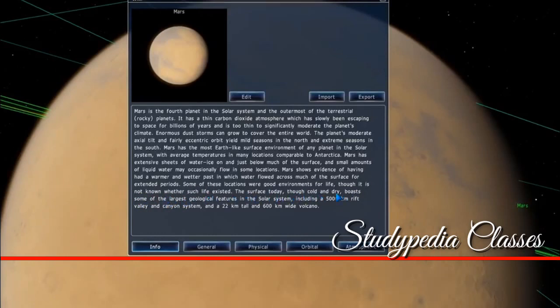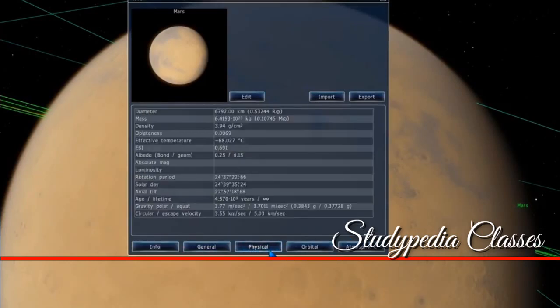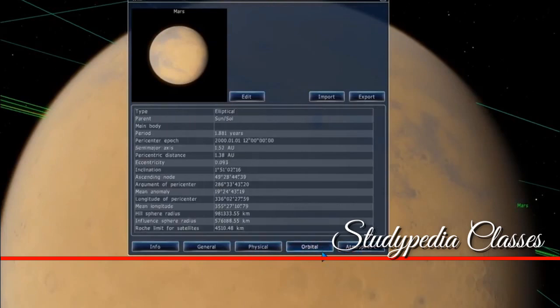The surface today, though cold and dry, boasts some of the largest geological features in the solar system, including a 5,000-kilometer rift valley and canyon system and a 22-kilometer tall and 600-kilometer wide volcano. Is it Olympus Mons? I guess. Okay, these numbers are for the geeks or the nerds. They're very technical numbers. Ascending node, argument of pericenter, mean anomaly.